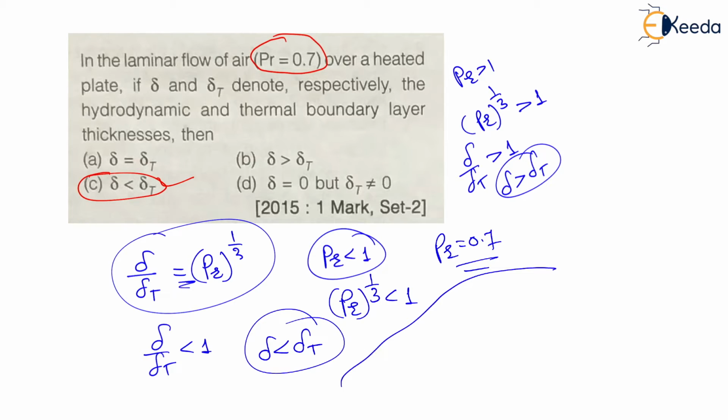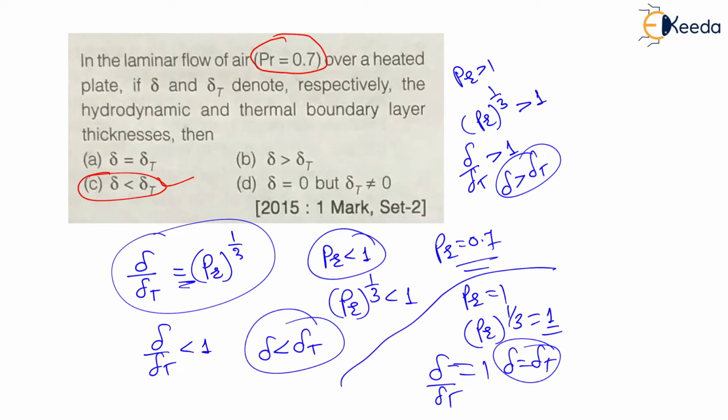Again, many times in the GATE examination, they have given Prandtl number is equal to 1. If Prandtl number is equal to 1, then Prandtl number to the power 1 by 3 is always equal to 1. 1 to the power anything is 1. Therefore, this delta divided by delta T is equal to 1. Therefore, delta is equal to delta T.